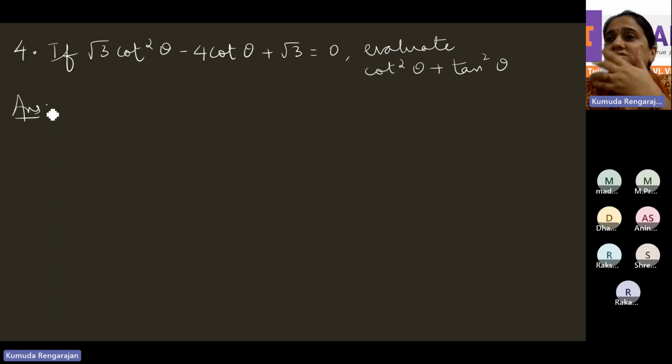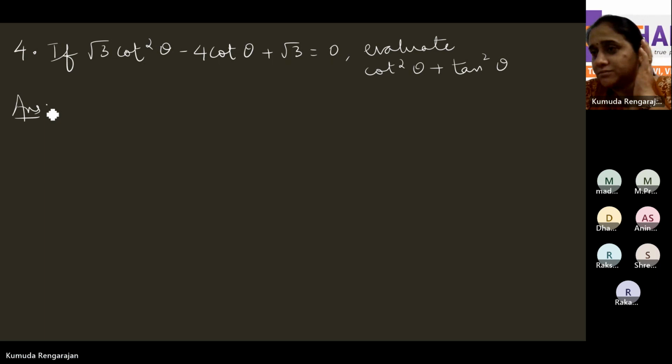You can call cot theta as y. So it becomes root 3 y square minus 4y plus root 3 is equal to 0. Split the middle term. Good.